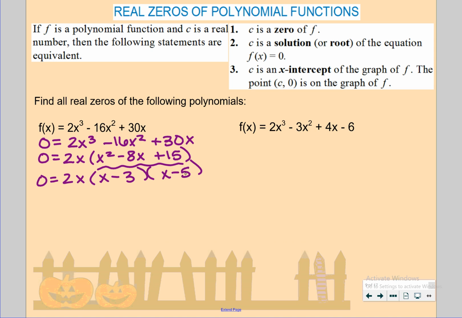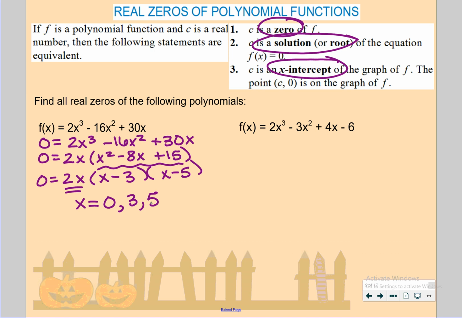It's factored. Can you tell me what the x-intercepts or the zeros or the solutions or the roots are? We're going to have all these different words for it. They all mean the same thing. X equals 0. Don't forget that guy. 3 and 5, if I set each of those equal to 0. Okay? And you can always plug them back in, make sure you get 0. If you have a graphing calculator, you can check that's where it's touching the x-axis.